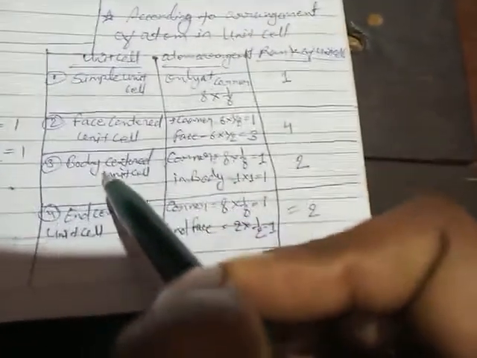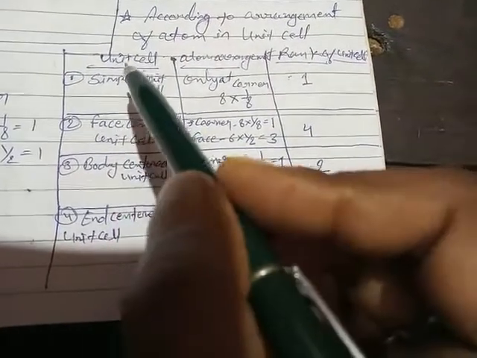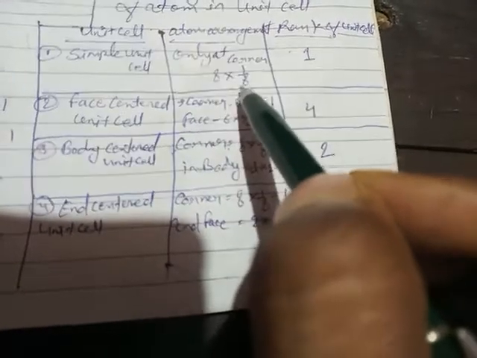So all the unit cells we have discussed properly. Four types: simple unit cell, face centered unit cell, body centered unit cell, and end centered unit cell. Simple unit cell, total arrangement of atoms, how many are there? Only in simple unit cell 8 corners are there. So you will see there 8 into 1 by 8 is equal to 1, rank will be 1.